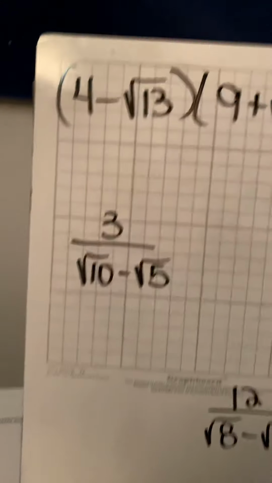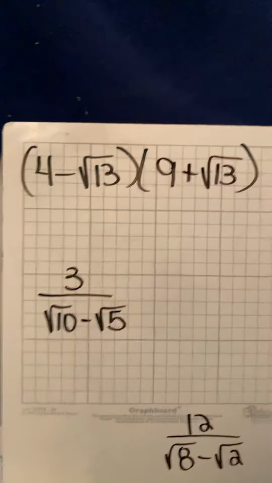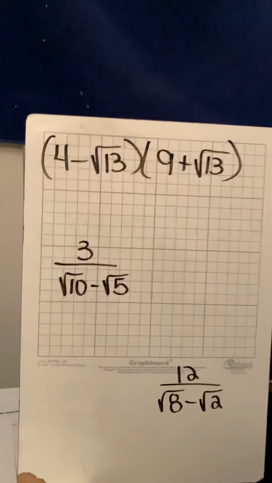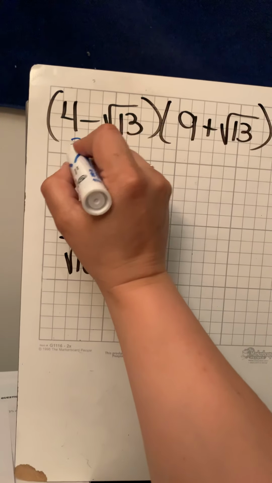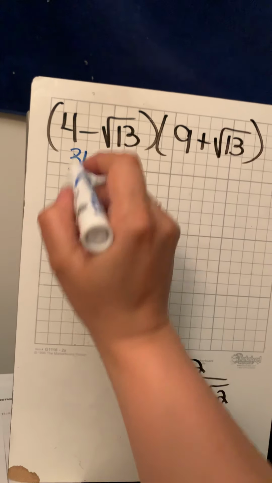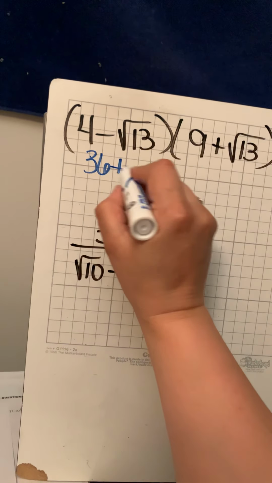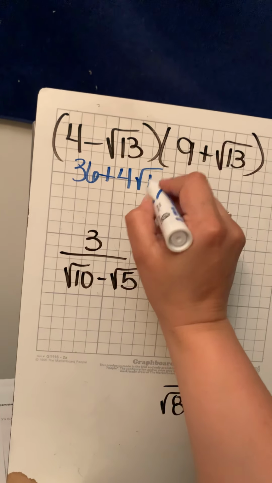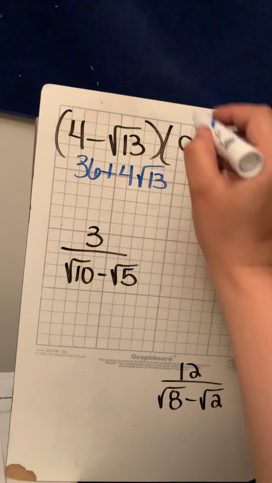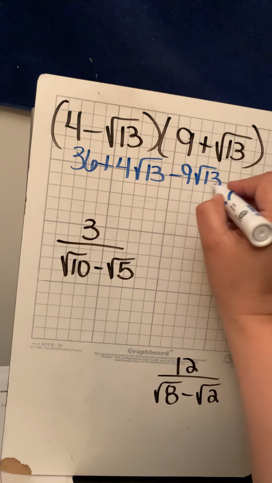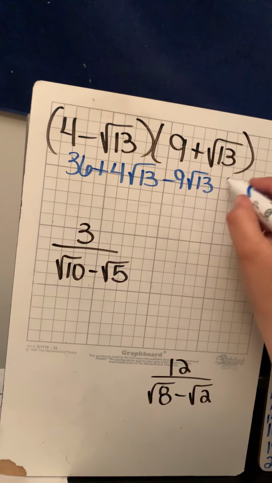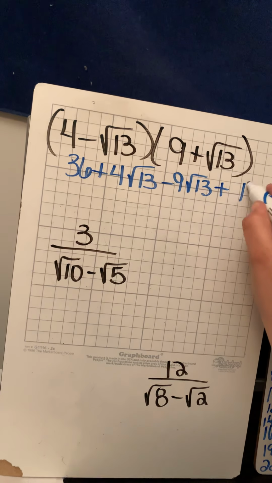So over here, we're going to FOIL. First, outside, inside, last. So my first, what's 4 times 9? 36. What's 4 times root 13? 4 root 13. What's 9 times negative root 13? Negative 9 root 13. Root 13 times root 13, guess what that is?